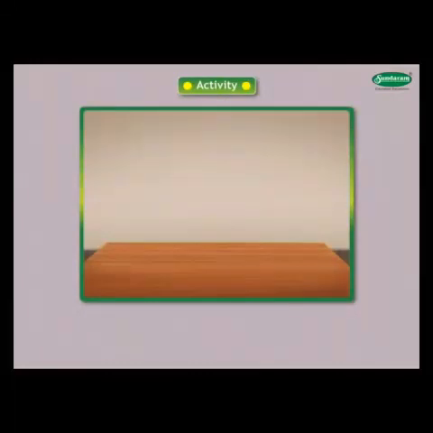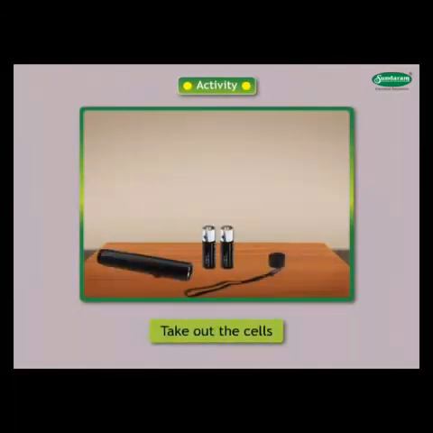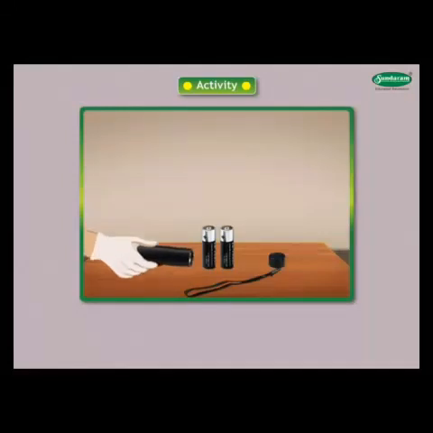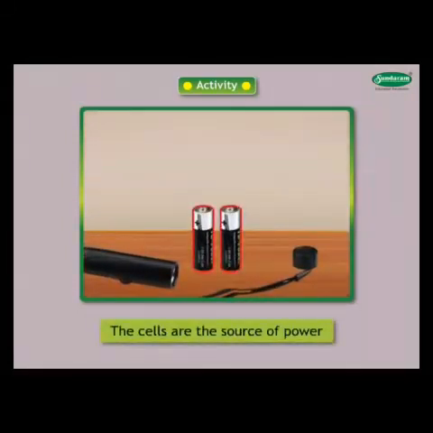Let us do this activity. Take a torch, take out the cells and try to obtain light. Is it possible to get light? Why? No, it is not possible to get light. The cells are the source of power. Since they are removed, the torch does not have a source of power.